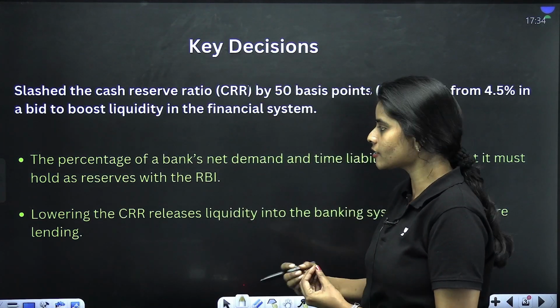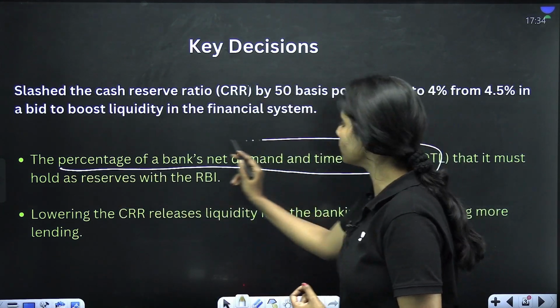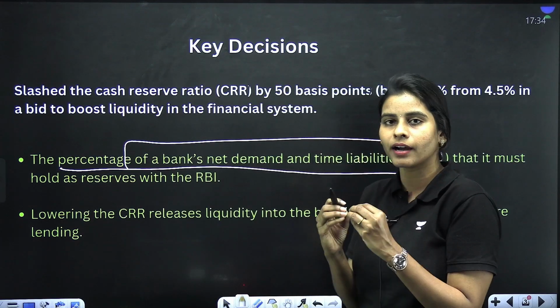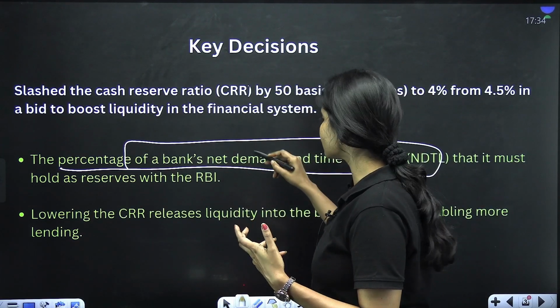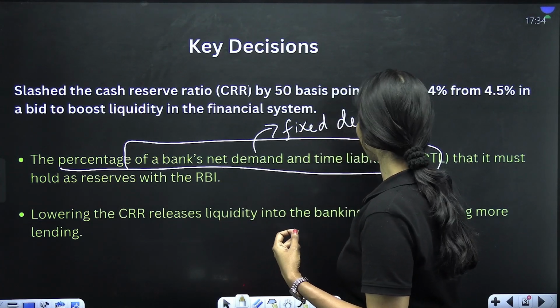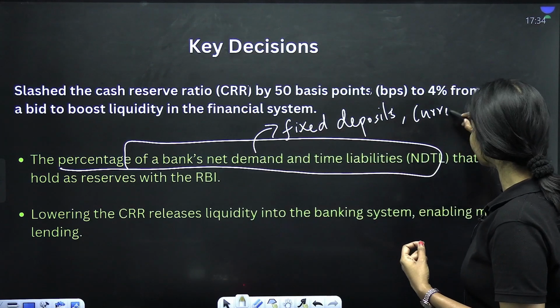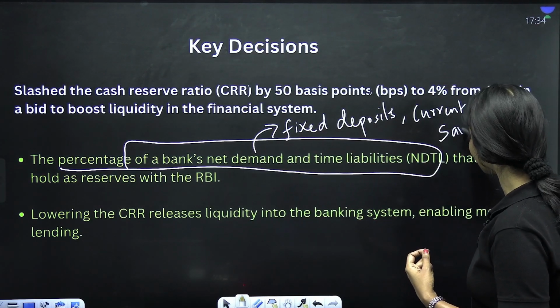As we already discussed, it is the percentage of banks' net demand and time liabilities. So what is meant by net demand and time liabilities? It includes the fixed deposits that are there with the bank. It includes the current account deposits. It includes the savings account deposits.